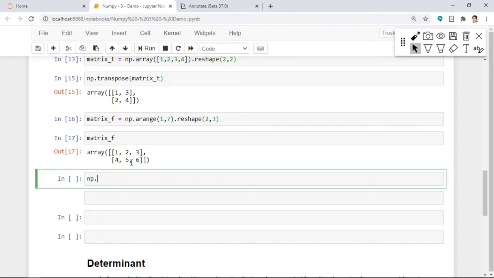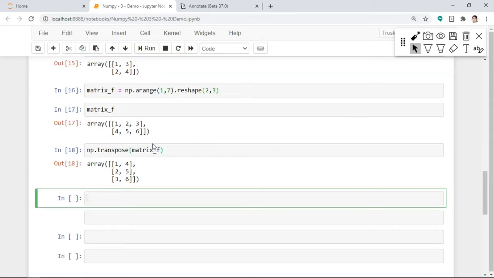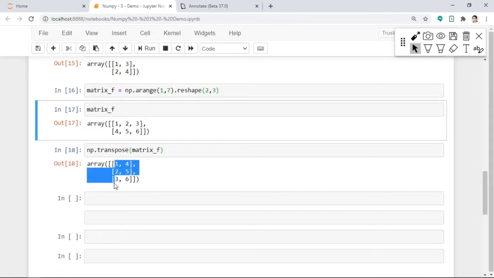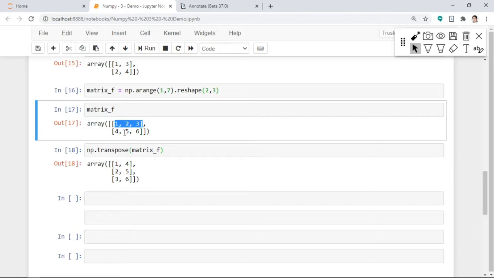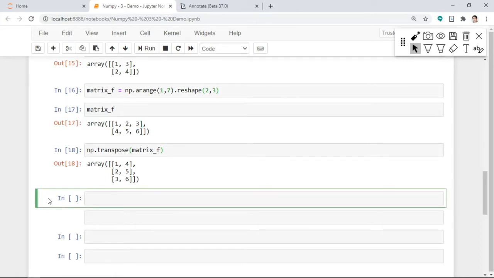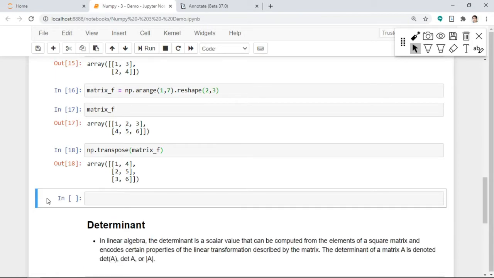So let's transpose this one. So transpose, this is matrix F. So the result is just the row becomes now the column. Okay, so 1, 2, 3. So 1, 2, 3, 4, 5, 6. So that is just the concept of transposing a matrix.